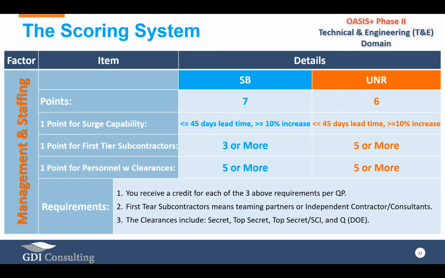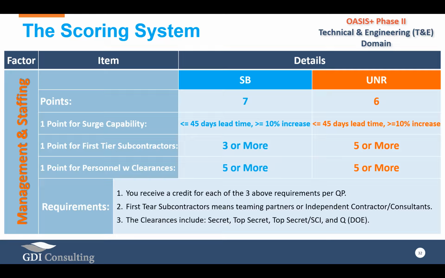Now the fourth subfactor is management and staffing. You get 1 point for each of these 3 different subfactors, which is surge, number of subcontractors, and number of personnel with clearance. What does surge mean? The definition is an increase of more than 10% of the value of the contract or work requested by the scope of the contract in less than 45 days of lead time. This is considered surge. So if you had surge in your contract, or if you use 3 or more subcontractors in the performance of your contract, 5 for unrestricted.